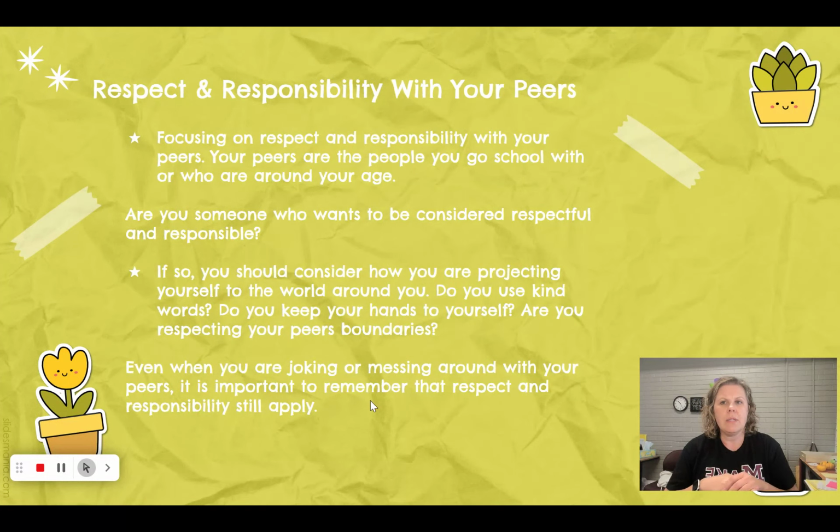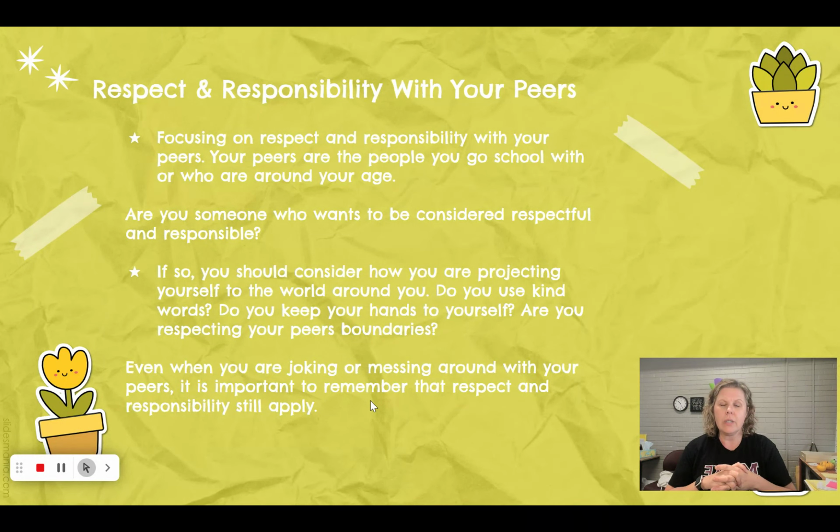Focusing on respect and responsibility with your peers, and the peers are the people that you go to school with and who are around your age. Are you someone who wants to be considered respectful and responsible with your peers, with the people around you? If so, then you should consider how you are projecting yourself to the world around you.